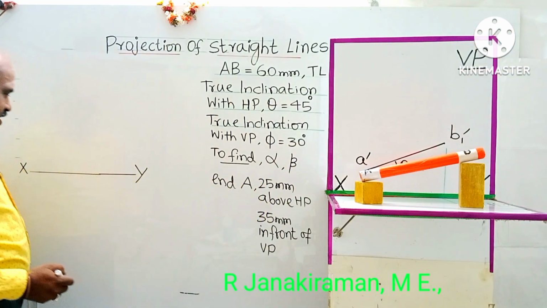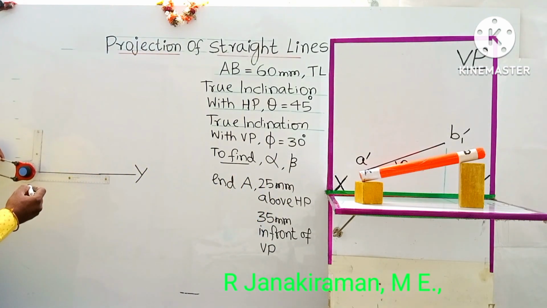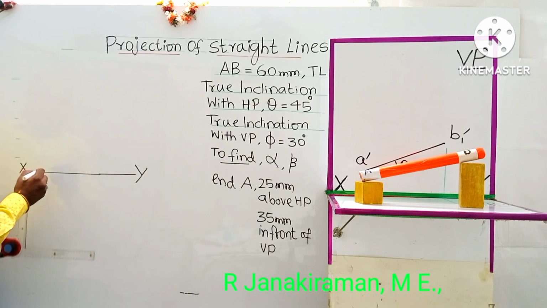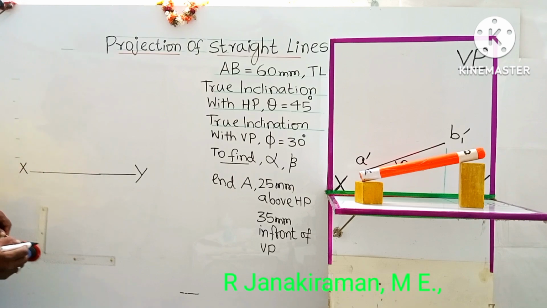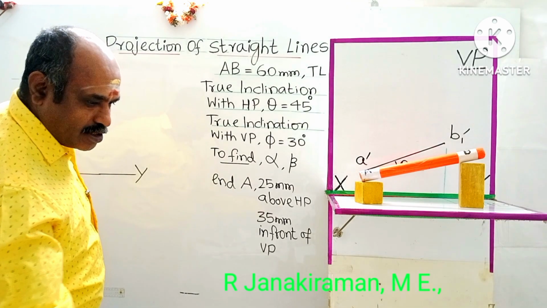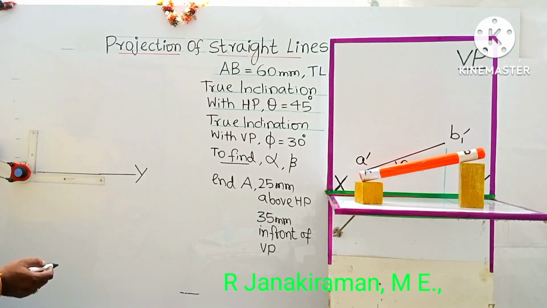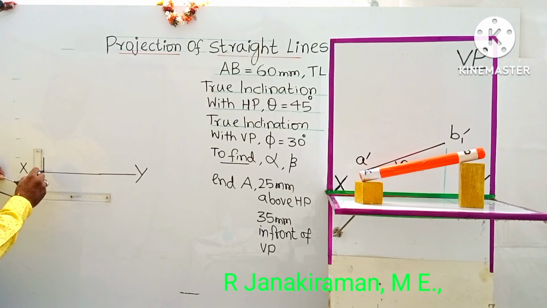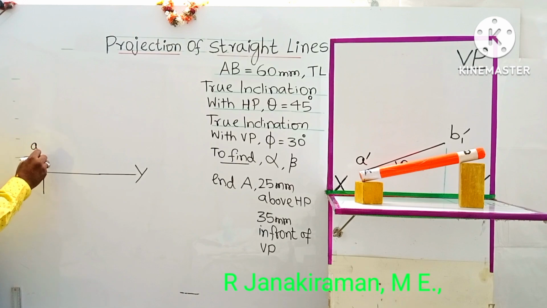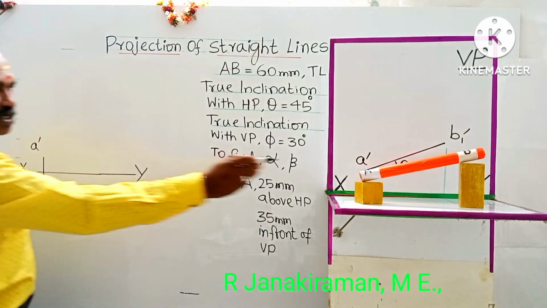Okay. So with this reference XY line, put any point on the XY line. With this point as reference, mark a height of 25 mm. 25 mm is 2.5 centimeters. There you draw a vertical projector. Understand, this point is marked as A dash. This point is A dash.